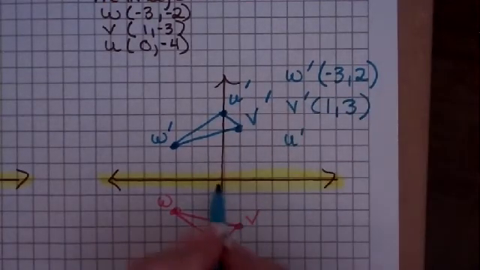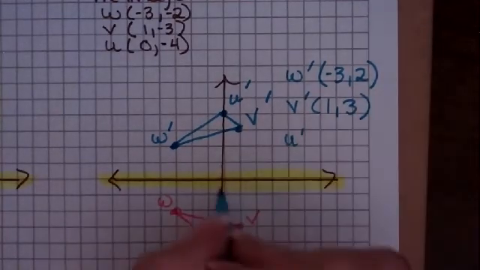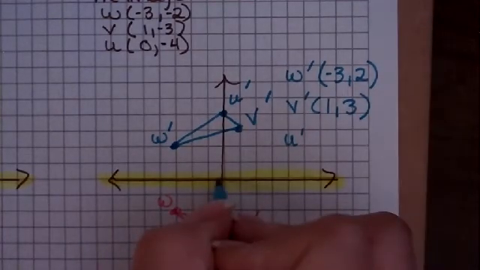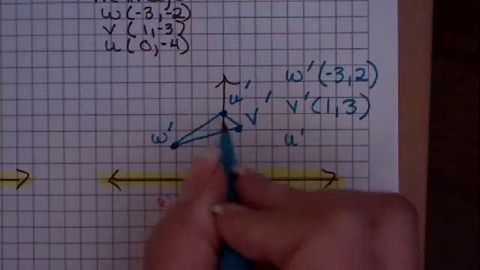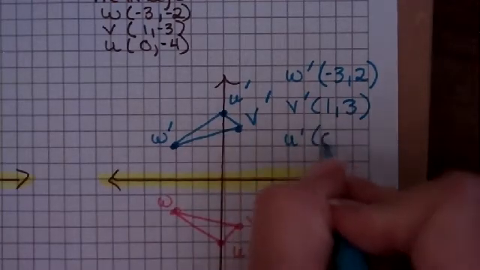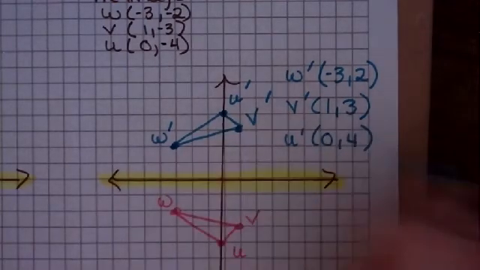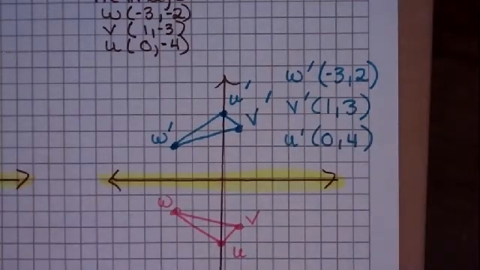And then U is going to be at 0 because you don't go right or left any, and then you're going to go up 1, 2, 3, 4. So it's at the point 0, 4. Okay, again, pause if you need to and copy this down.